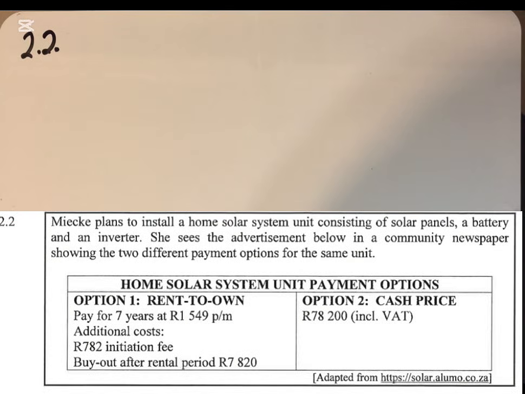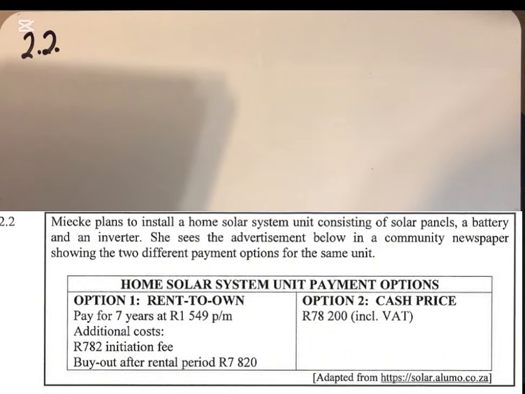Now we move to 2.2. It says that McKay plans to install a home solar system units consisting of solar panels, a battery and inverter. She sees the advertisement below in a community newspaper showing the two different payment options for the same units.